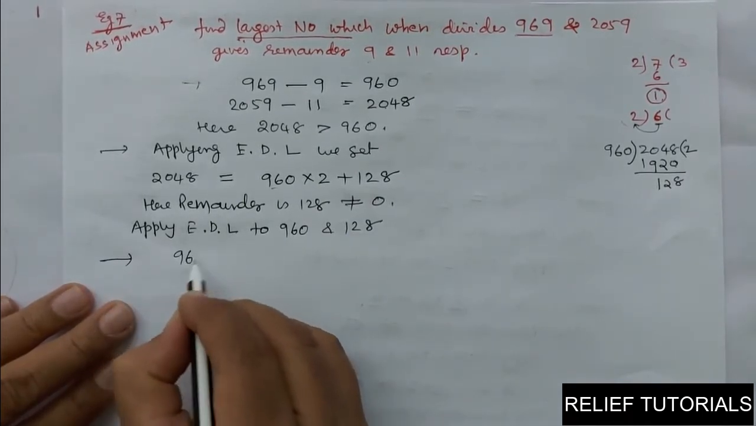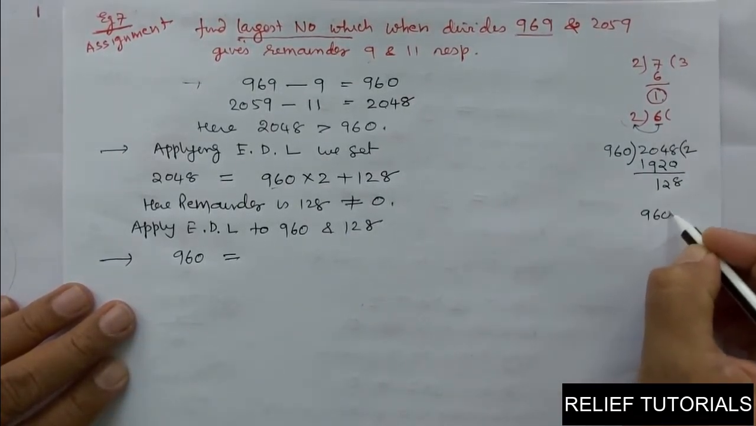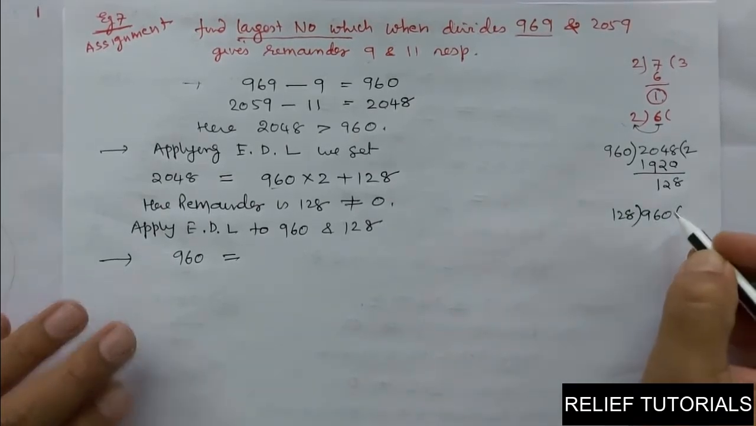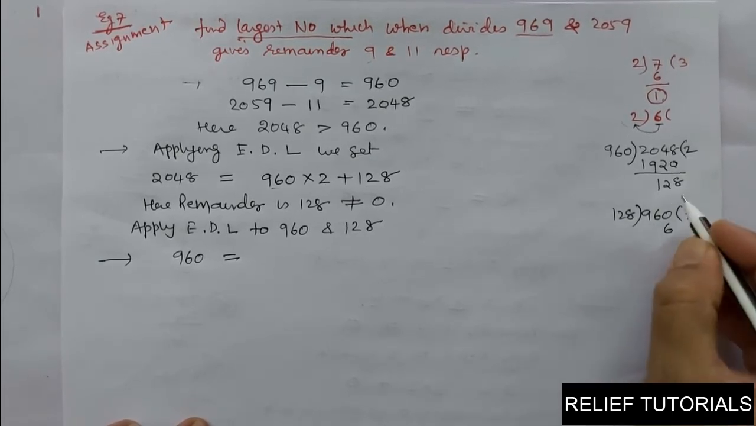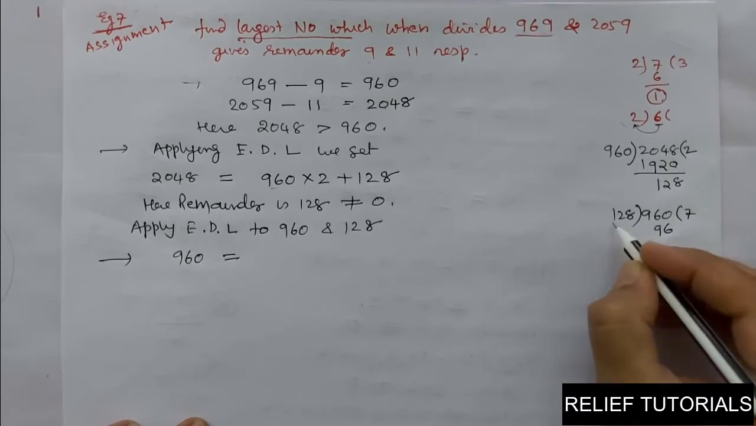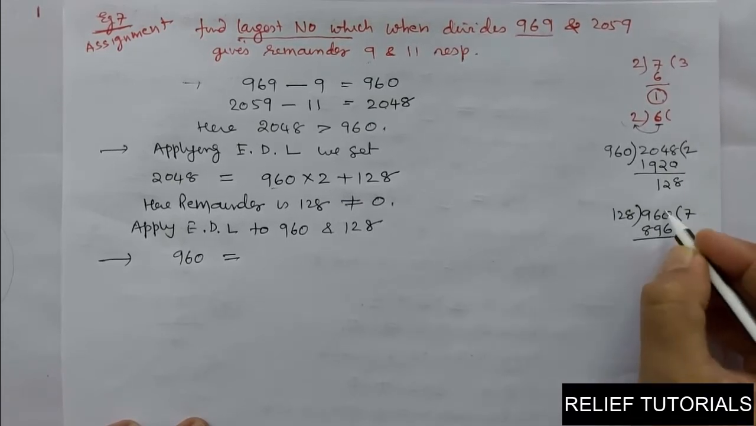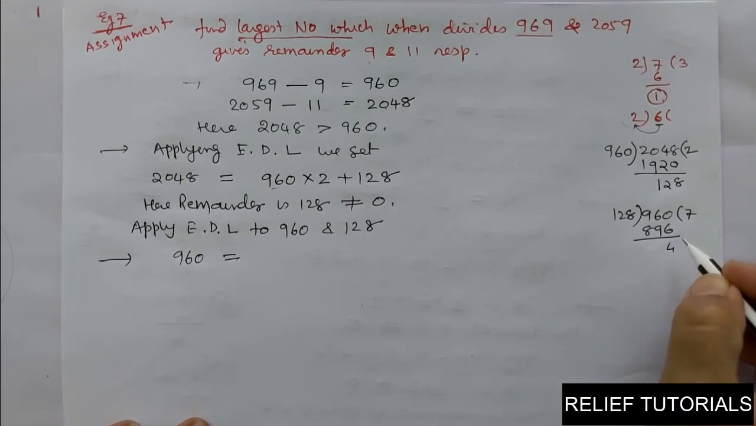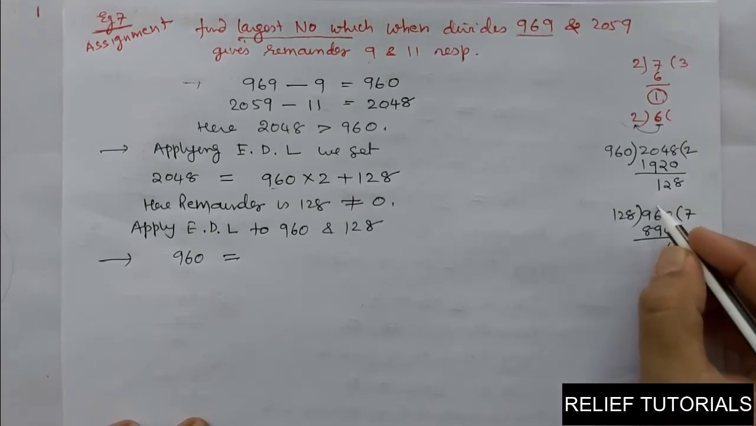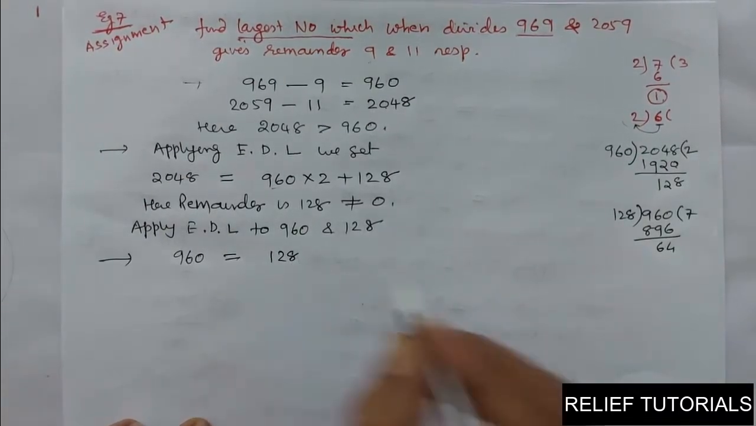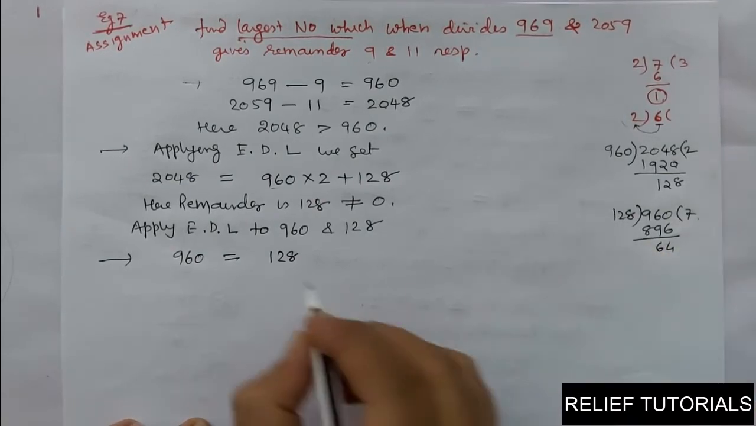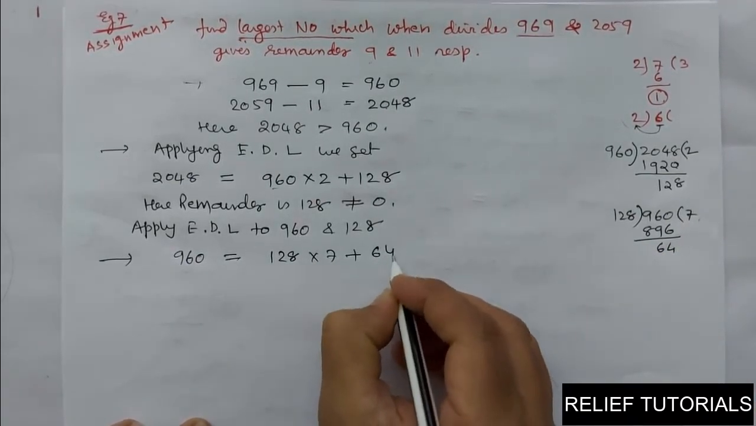Okay, so now 960, you will divide 960 by 128. Clear? So it will go around 7 times. 8 7s are 56, carry 5, 7 2s are 14 and 5 19, carry 1, 1 7 is 7, 8 96. So 10 minus 6, 4. So here 5. 15 minus 9 is 6. Clear? 64 is remainder. So this dividend equals divisor into quotient: 960 equals 128 into 7 plus 64.